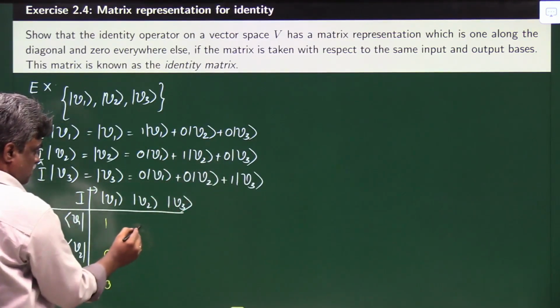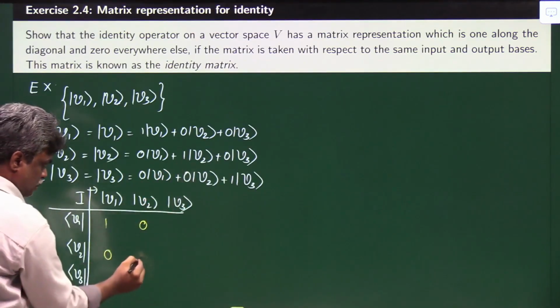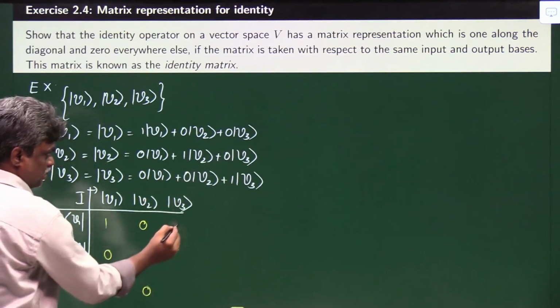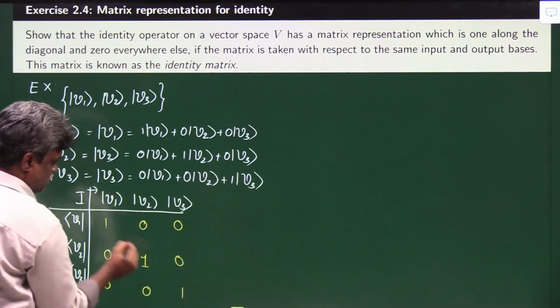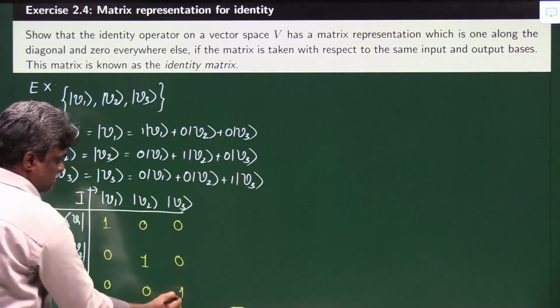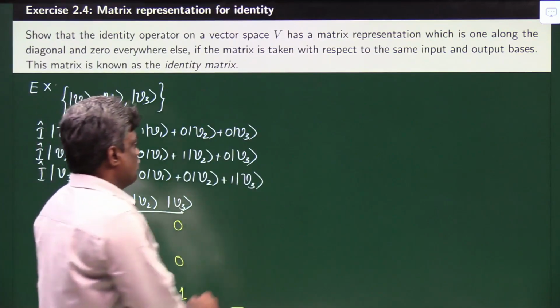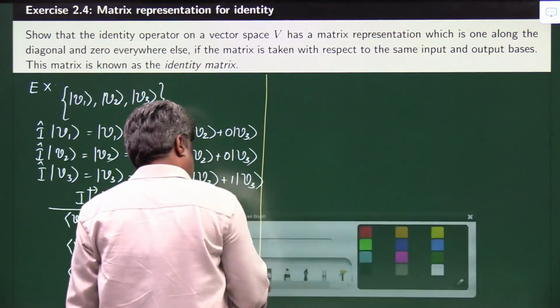And here the same: a 0, this is a 1, V2, here 1, and this is 0. So 0, 0, and here it is 1. So we can show this by using one example like this. Let us do some mathematics now.